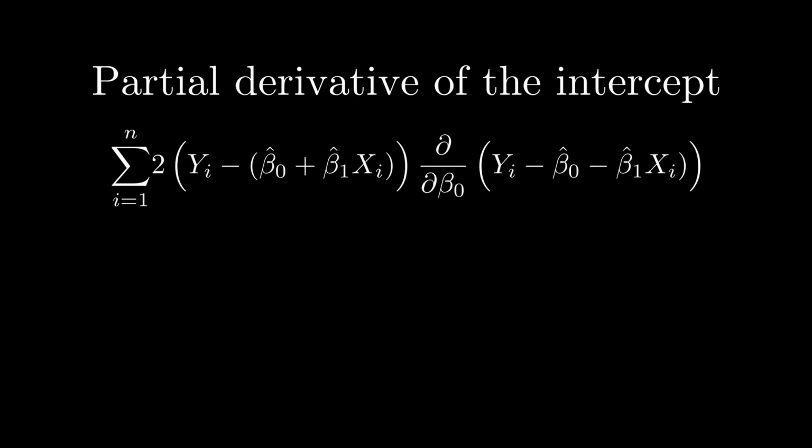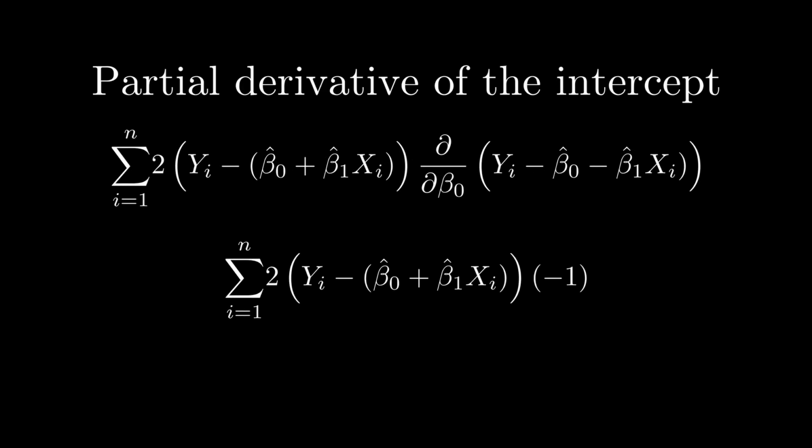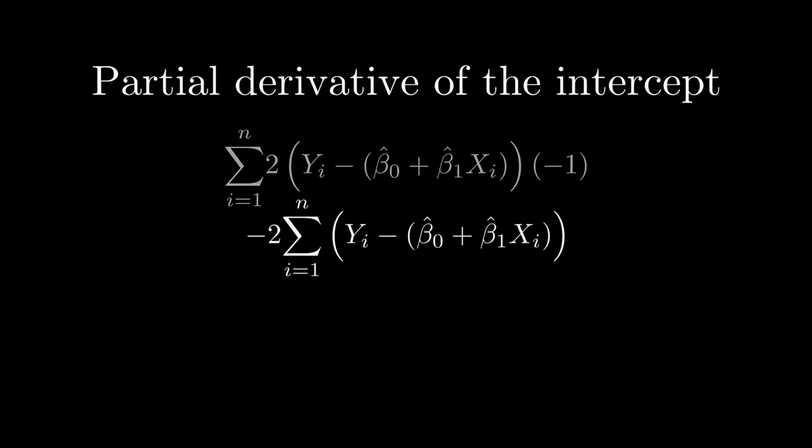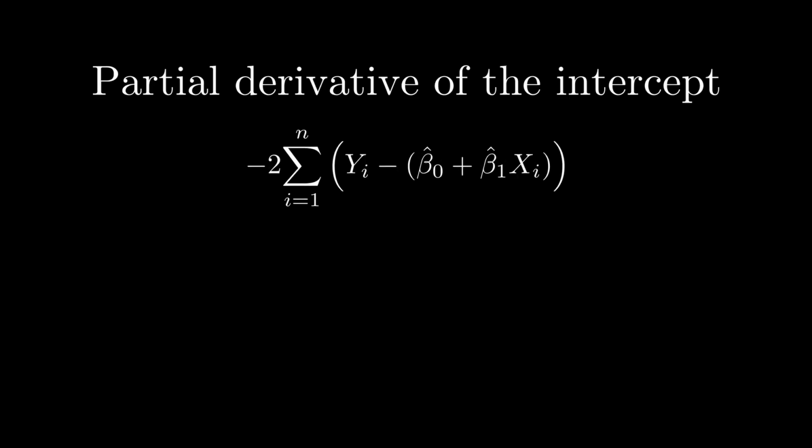Distributing the negative and taking the derivative in terms of beta 0, you get negative 1. The rest of the terms are constant in terms of beta 0, so their derivatives are 0. Factor out the 2 and negative 1 outside of the sum for a bit of cleanup, and that's our derivative we'll use to find the best intercept.